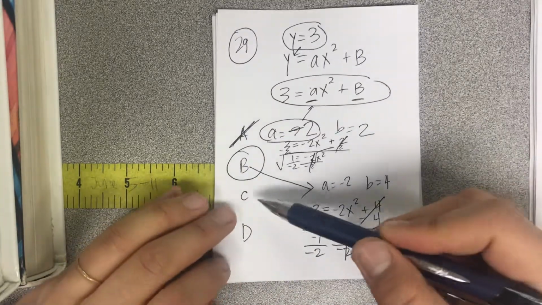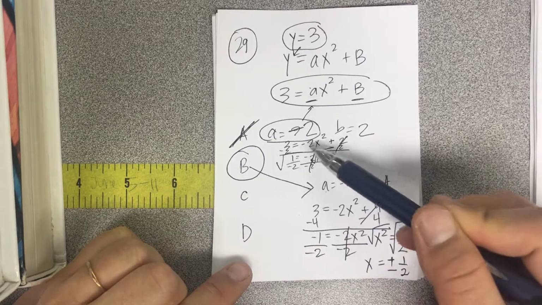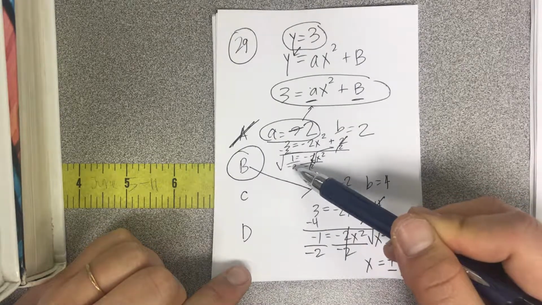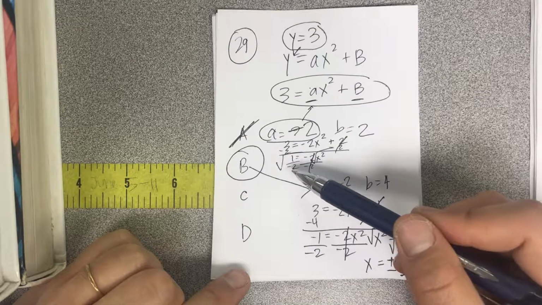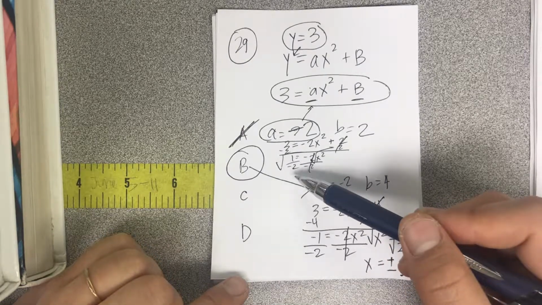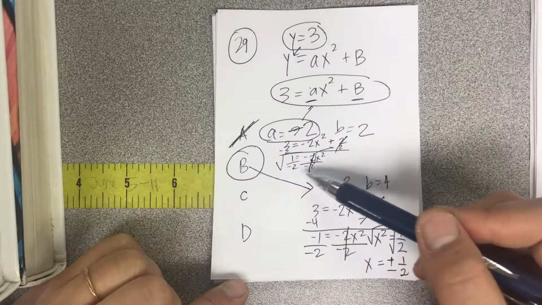Again, I didn't do C and D because I didn't want to waste your time. But if you were to do that, you would find the same thing that happened here, where inside you get a negative. And if you have a negative inside a square root, it's called an imaginary number. They specifically asked you for a real solution.